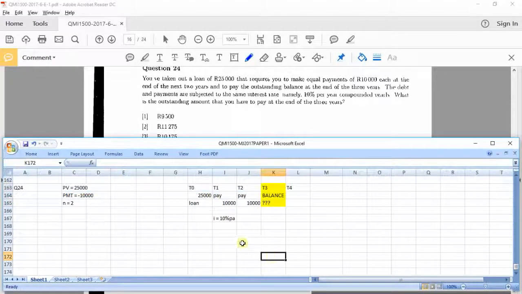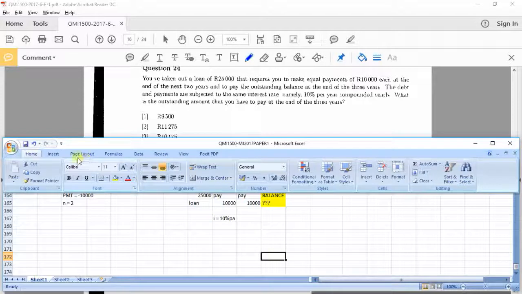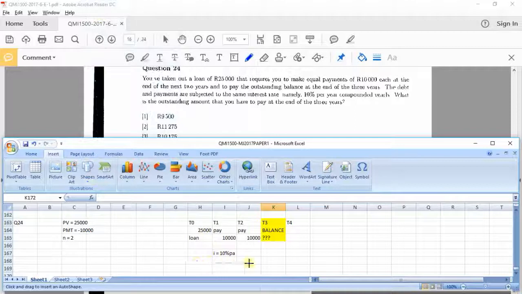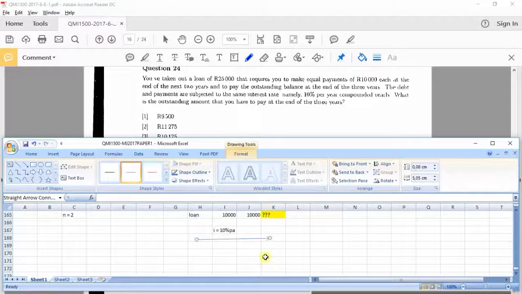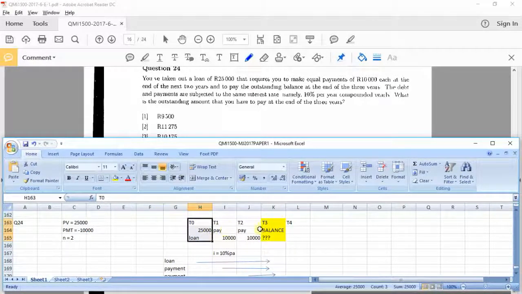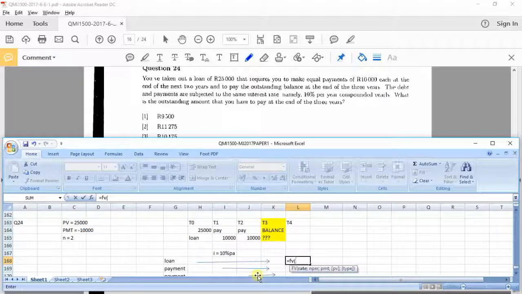Okay, so they want you to know what this is. So what am I going to do? Well, I need to take everything to the same point in time. So I'm going to have to take the loan forward, and take the payments forward. Let's start with the loan. Loan, payment, payment. Now I need to take the loan, so take this forward to time 3.